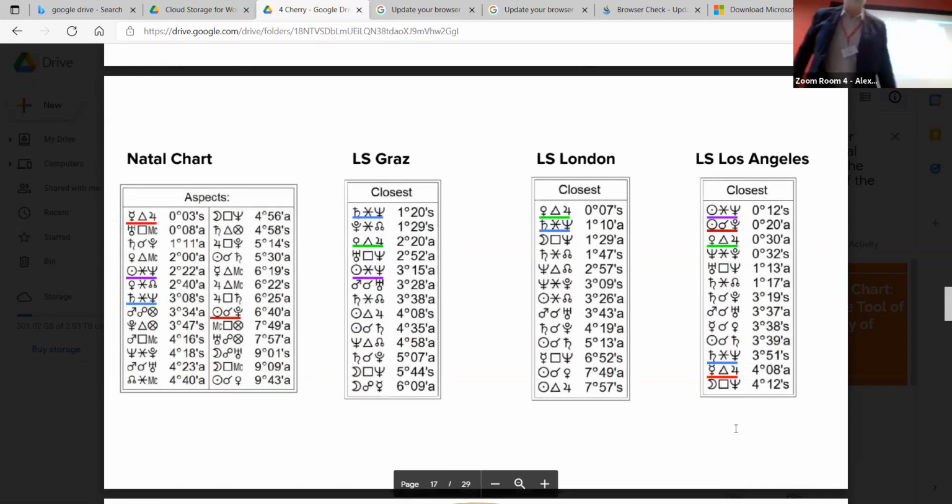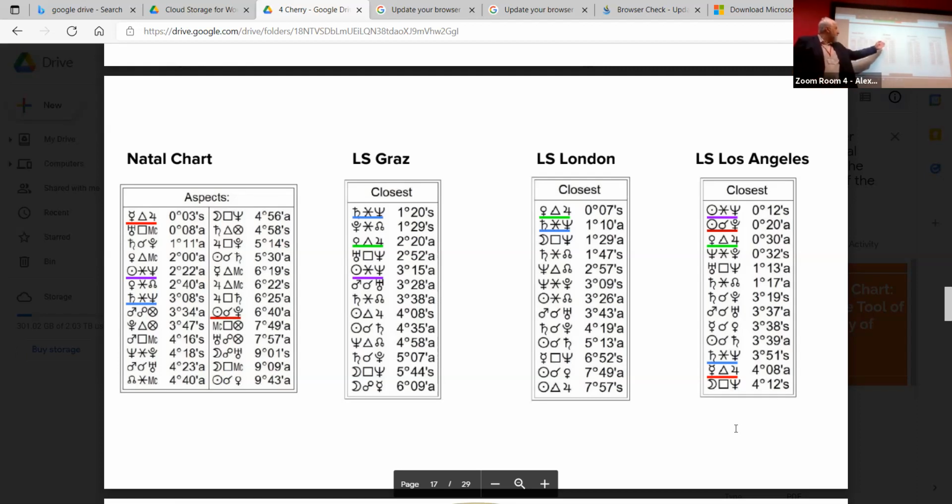First, the transformation of aspects. You see in the natal chart, the most precise aspect is Mercury trine Jupiter, and it's quite important. I will show you the natal chart again. Mercury is on the ascendant, and the ascendant is in Cancer, and Jupiter is exalted in Cancer. So it's a very, very important aspect.